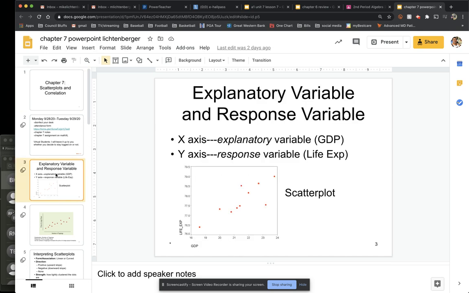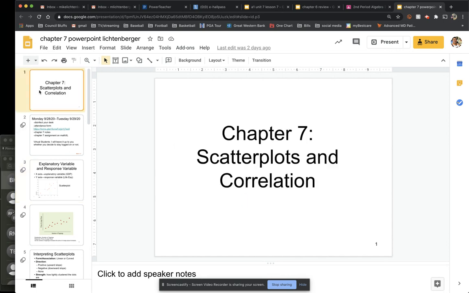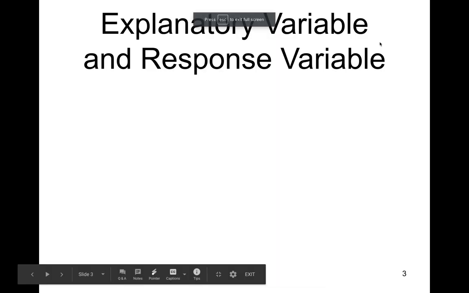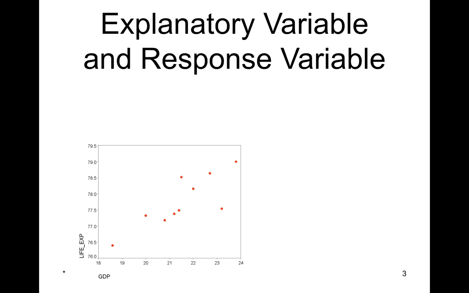All right, so today we are going to talk about Chapter 7. Chapter 7 is about scatter plots and about correlation. Scatter plots you've probably seen before. A scatter plot is just kind of a visual representation of a graph of data. So a scatter plot looks like that.